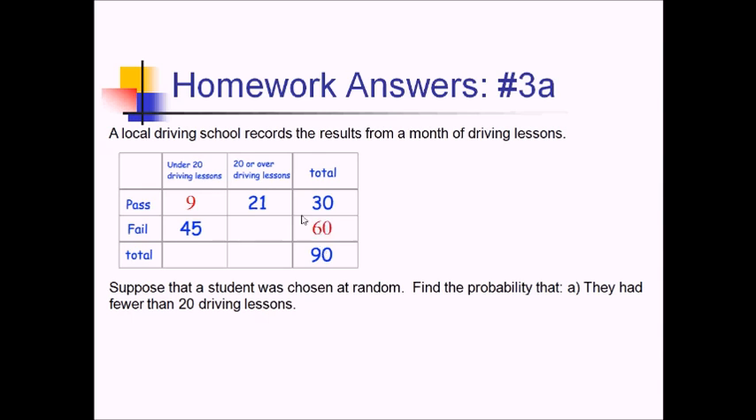And that can backtrace us now to get this number. 60 minus 45 is 15. And now let's just add things up in each column. We've got 54 who had less than 20 lessons, and this is 36 who had 20 or more lessons.